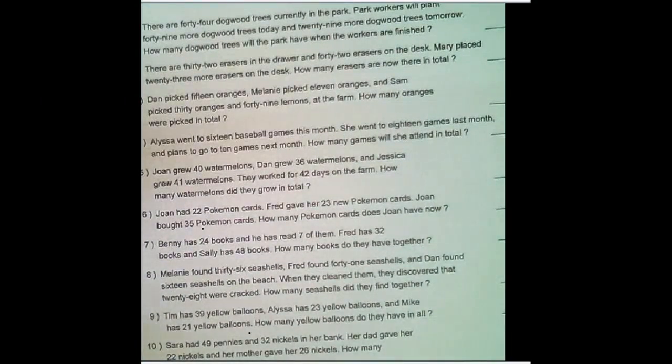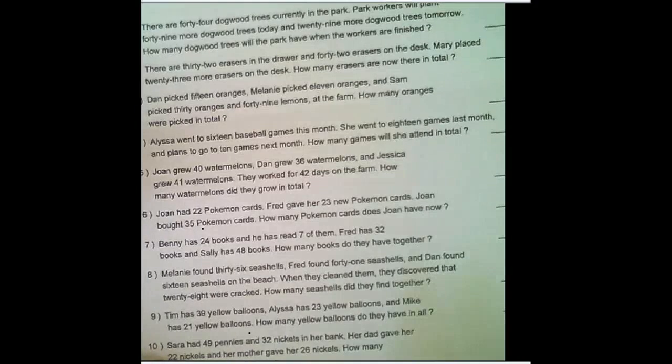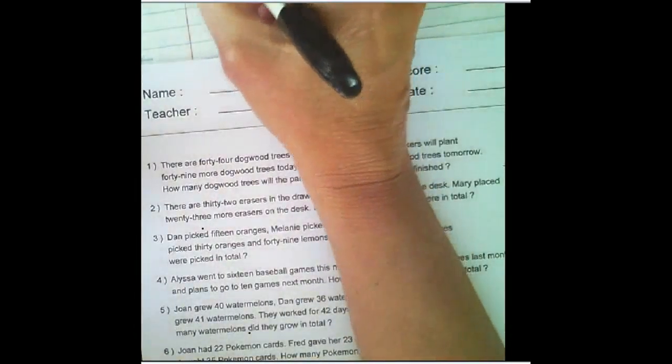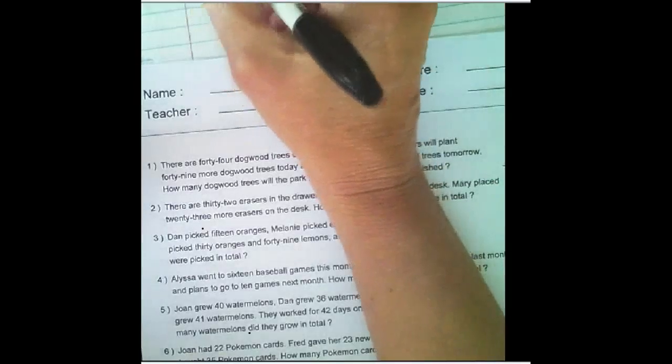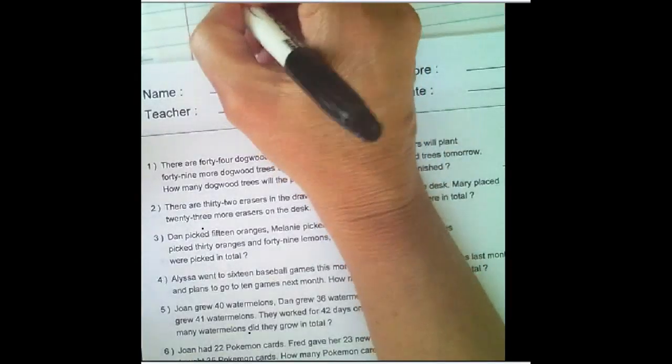Melanie found 36 seashells. Fred found 41 seashells, and Dan found 16 seashells on the beach. When they cleaned them, they discovered that 28 were cracked. How many seashells did they find together? They're only asking how many they found. We're not subtracting how many were cracked. We're just looking to see how many they found all together. So here we're going to add the 36 for Melanie, the 41 for Fred, and the 16 for Dan. So we write that down, the 36 plus the 41 plus the 16.